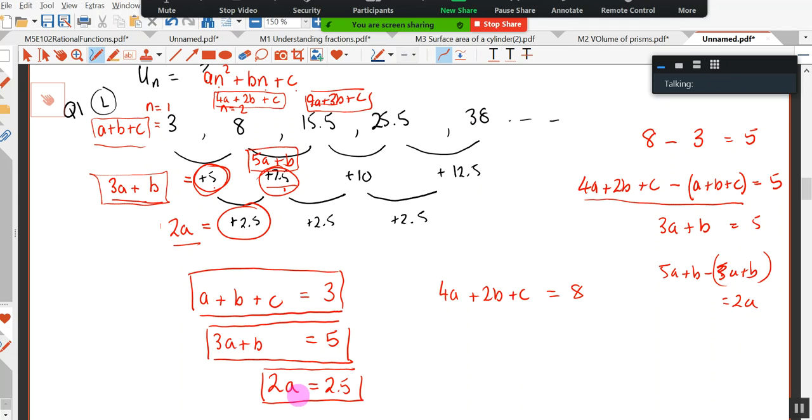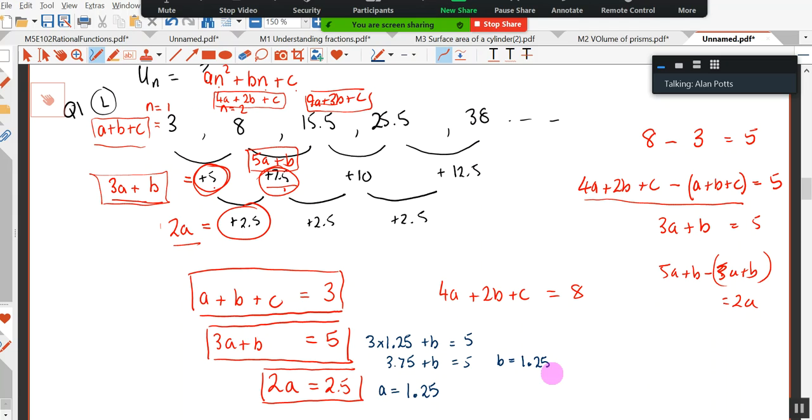So if 2A's are 2.5, 1A must be 1.25. Stick that into here. So 3 times 1.25 plus B has to equal 5. Well, that is 3.75. So what must B be? Equals 1.25 as well.